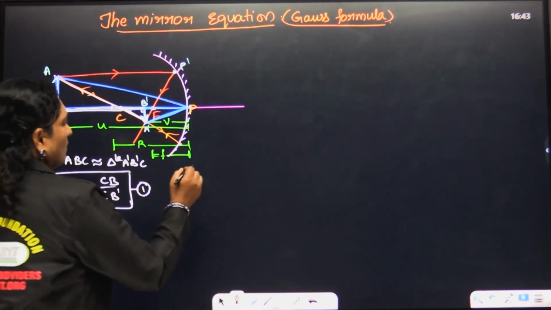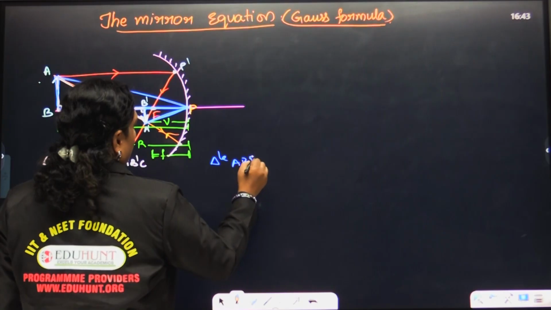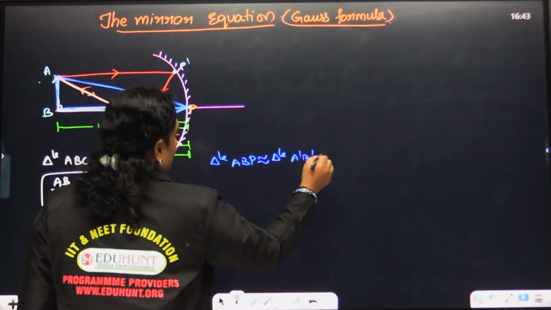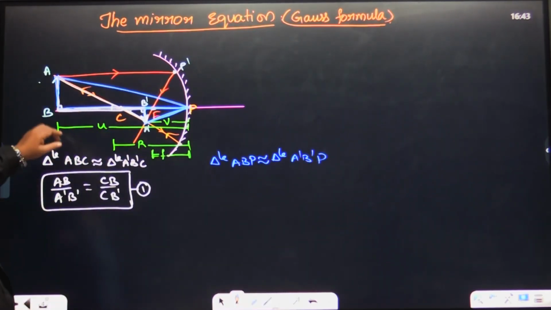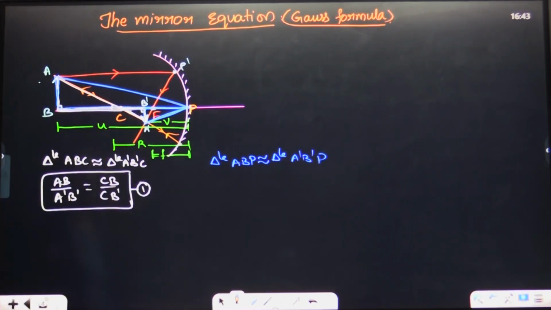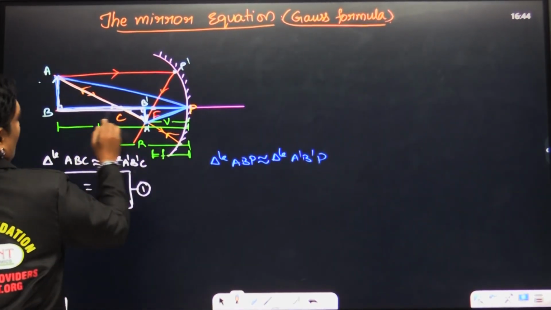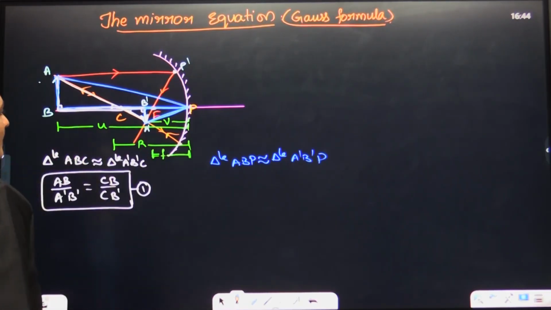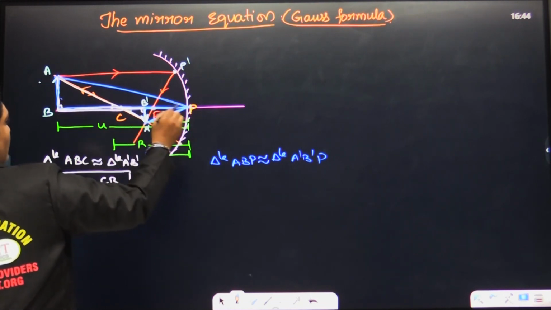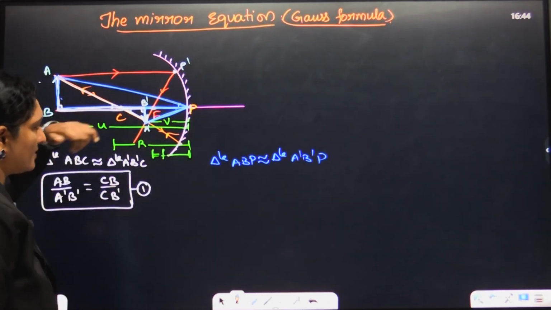So from the figure, we can also conclude that triangle ABP is similar to triangle A dash B dash P. The reason for this is, again, angle B and B dash are maintained at 90 degrees. This is the common line, and these 2 are parallel lines. Even then, this angle is equal to the other angle, this reflected ray.